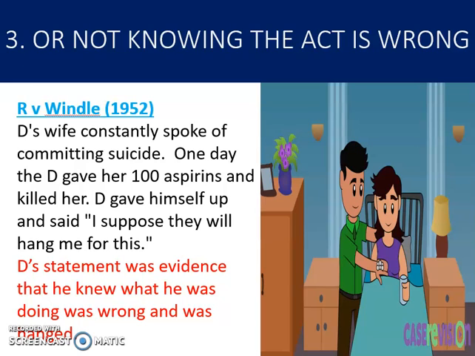The alternative, if they do know what they're physically doing, is not knowing the act was wrong. And we've seen that already in Harris. She clearly thought she was doing the right thing by sacrificing her daughter. In the case of Windle, the defendant's statement that "I suppose they will hang me for this" proved that he knew what he was doing was wrong. And because he also knew what he was physically doing, he was unable to plead the defence of insanity.